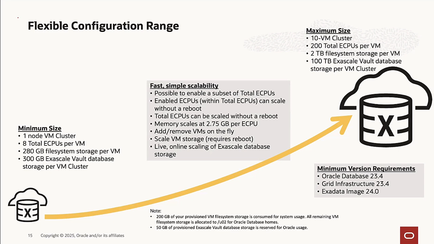You start with a 1-node VM cluster, 8 total eCPUs, 230 gigs of file system for your VM image, and 300 gigabytes of storage for your databases. And you can scale that up to 10 VM clusters, 200 eCPUs per VM, 2 terabyte file system size, and 100 terabytes of Exascale Vault database storage per VM cluster. So whatever you need, whatever workload you have, the Exadata Database Service on Exascale infrastructure can meet that for you.